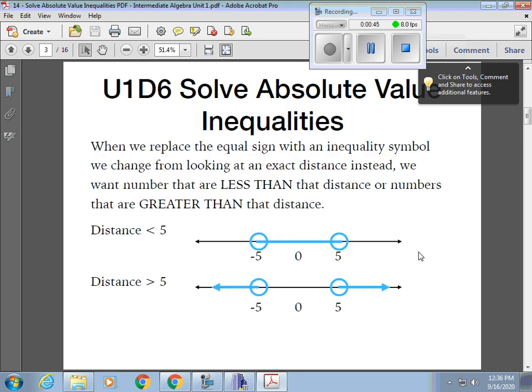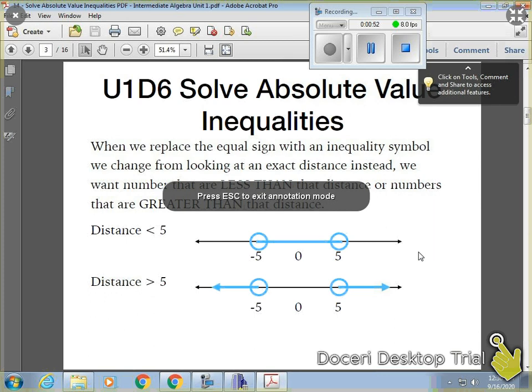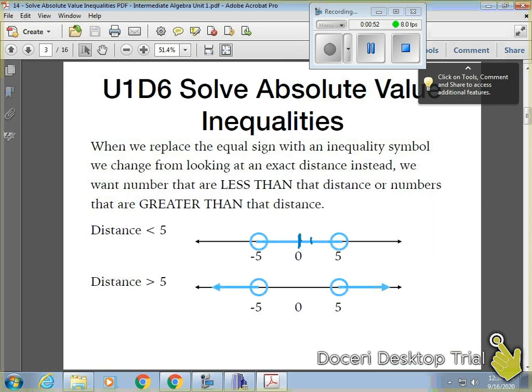If we have an inequality symbol with a less than, it's telling me that the distance is less than 5 units from 0. So that could mean that from 0 we are going 1 unit, 2 units, 3 units, 4 units, but not quite 5 units, and it could go in either direction. So distance less than a number, you're going to end up shading between your two endpoints.